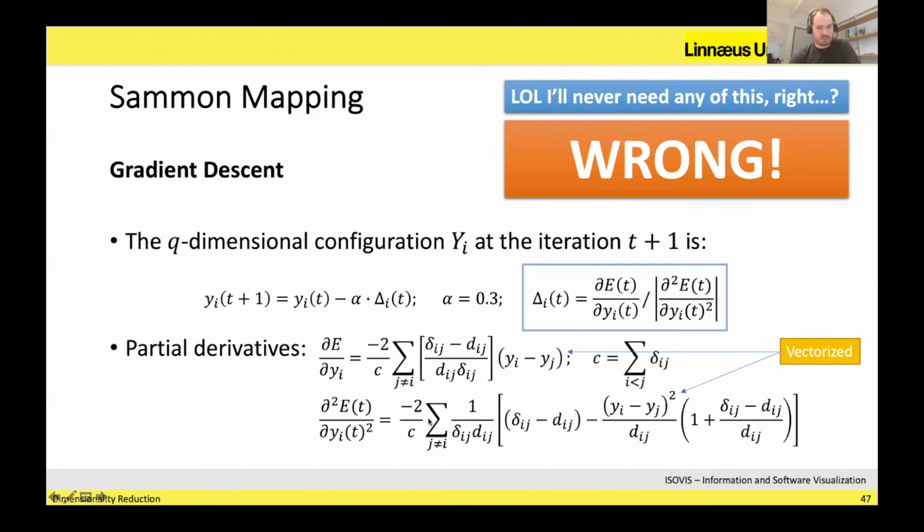And it's exactly the same thing for the second derivative. You just keep applying the stuff that you know. Delta here is the original distance. D is the low dimensional distance. And again, I say this is vectorized because yi and yj are vectors and not numbers. It's different than delta and d, because delta ij is a number and d ij is a number, while yi and yj are actually vectors.